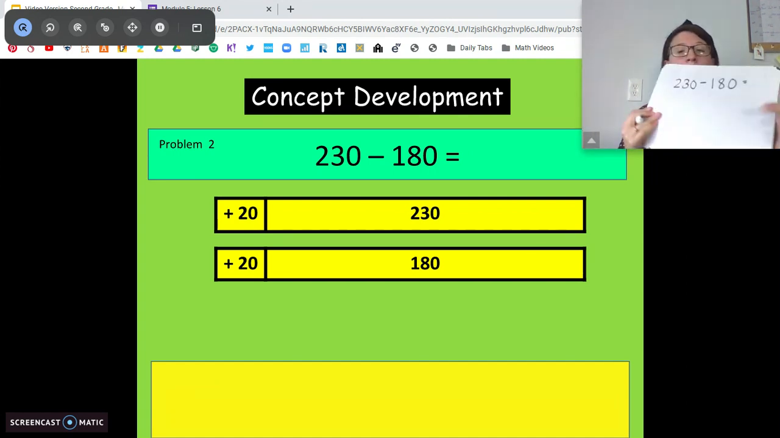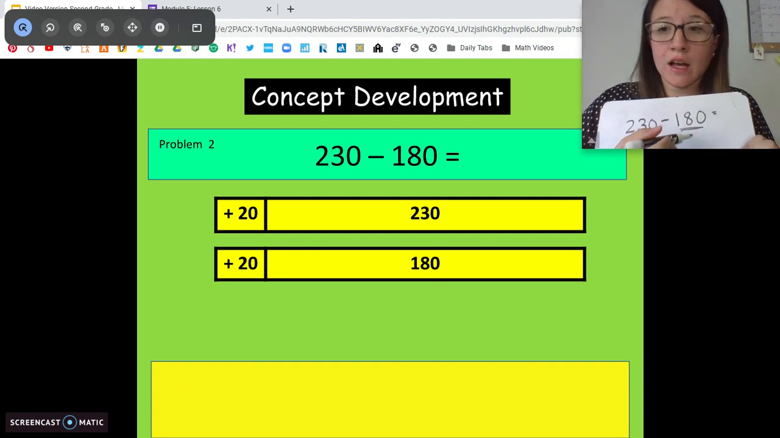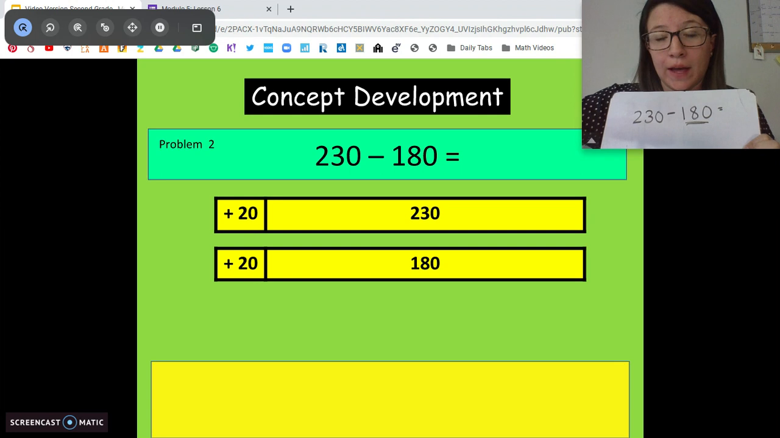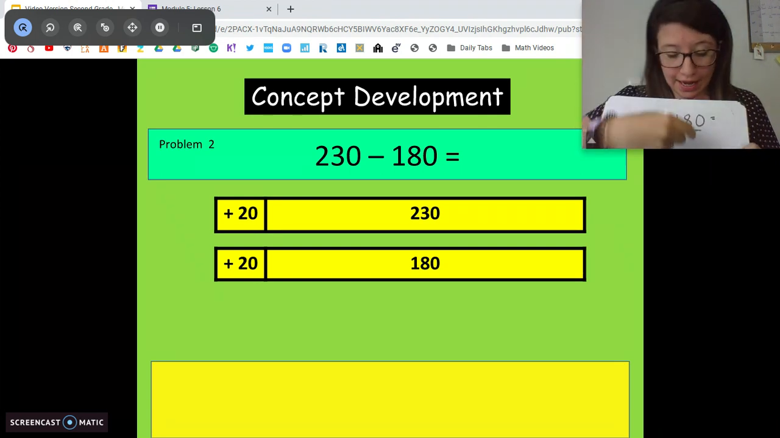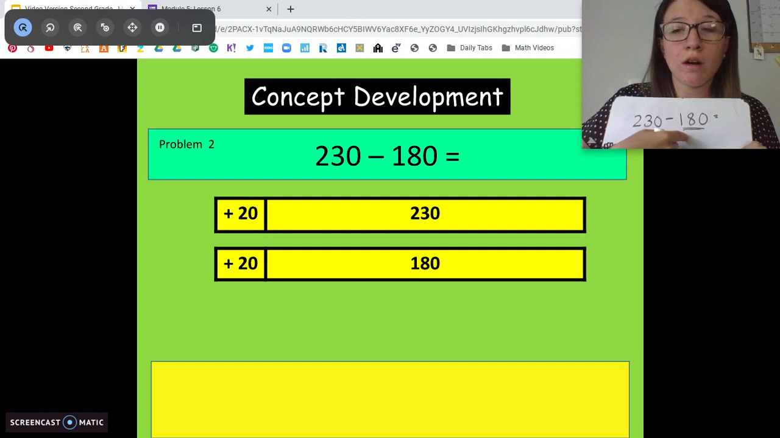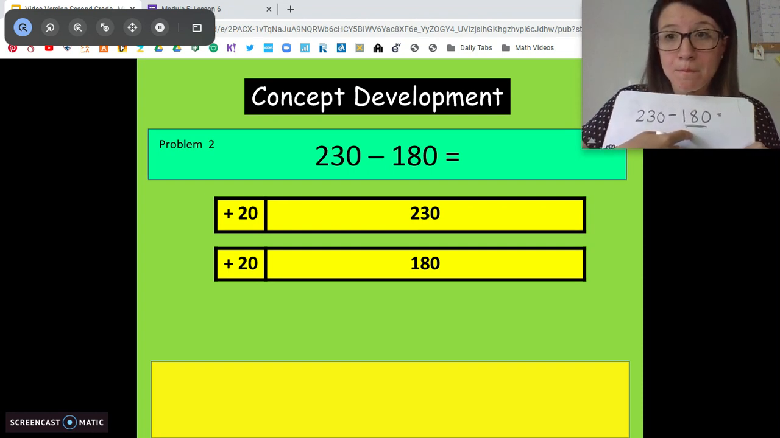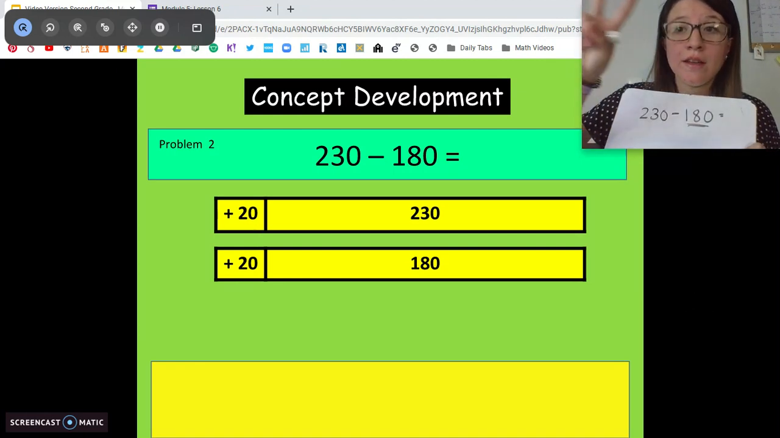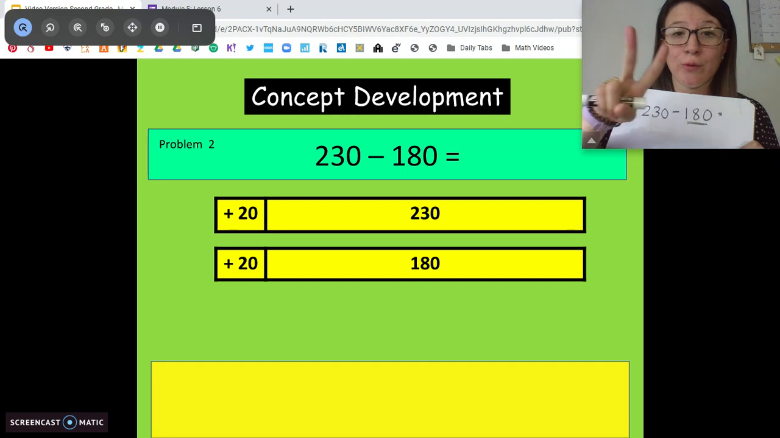Now, we want to get 180 closest to its next 100. Okay, the last steps we were doing the next 10. This one we're going to do the next 100. How much more does this need to get to the next 100? 180, 190, 200. That's going to be 2 10s or 20.